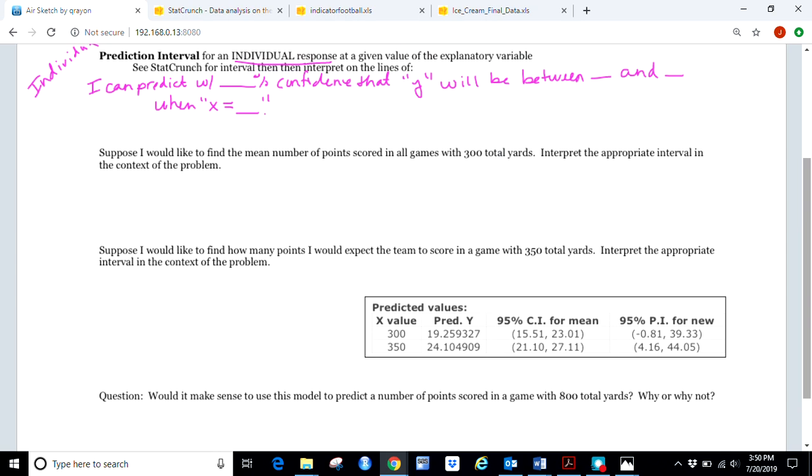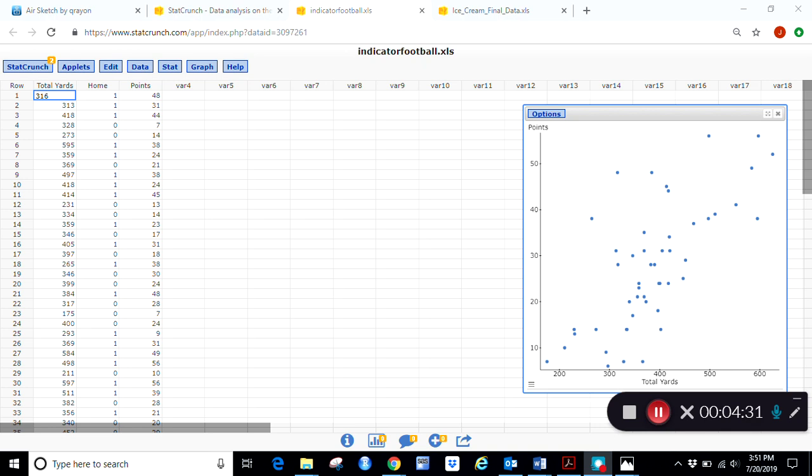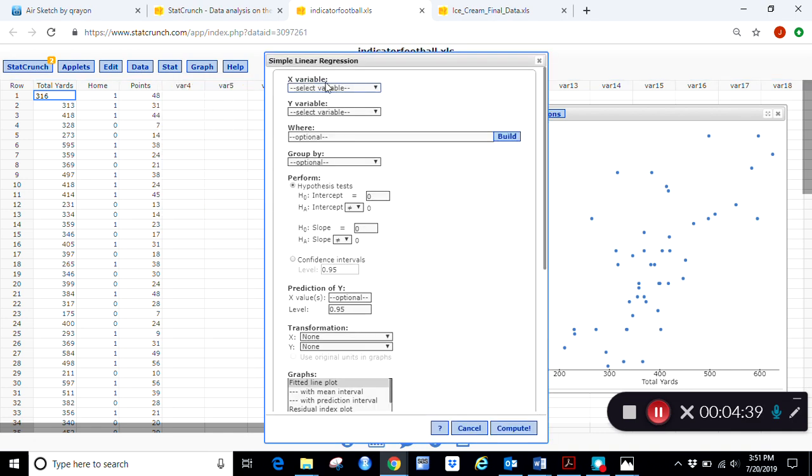So we're going to do two different intervals. We're going to focus on 300 yards and 350 yards. So let's first go to StatCrunch to show you how I got these values. So I brought our data set up here. I'm going to go to the same place that we went to when we got our slope and intercept. So I'm going to put those x and y's in as we did before. Now where I'm going to change things is where it says this prediction of y. So here's where I'm going to put in those different values of x that I wanted. So I wanted 300, and I'll put a comma, and the 350.